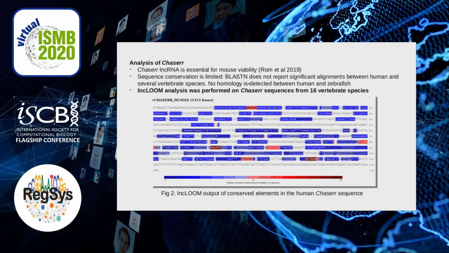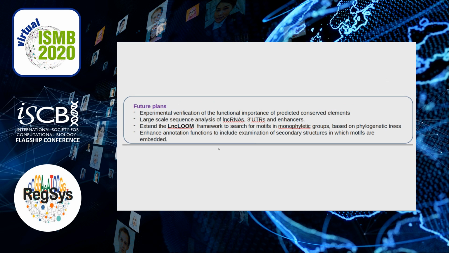Again, BLAST-N does not report any significant alignments between human and several vertebrate species, and no homology is detected between human and zebrafish. And we show that LncLOOM really was capable of identifying conserved elements. And our next step now, which we are busy with, is to perform experimental validation and to show that these conserved elements actually play a role in modulating the function of chaser.